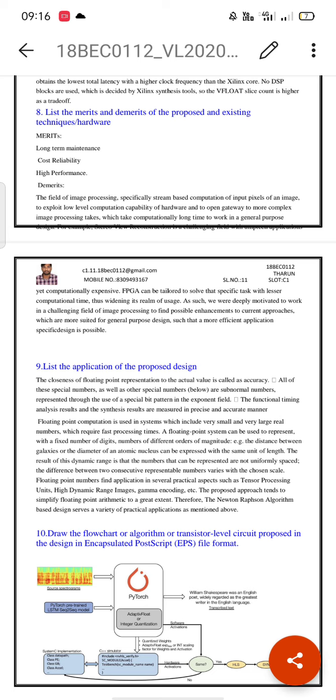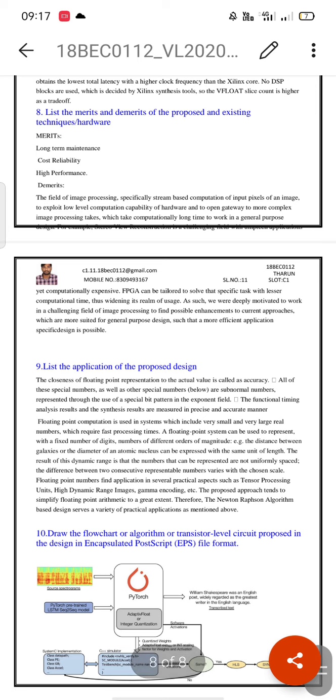And floating point numbers find application in several practical aspects such as tensor processing units, high dynamic range images, and gamma encoding. And the proposed approach tends to simplify floating point arithmetic to a great extent, and therefore the Newton-Raphson algorithm based design serves a variety of practical applications as mentioned above.